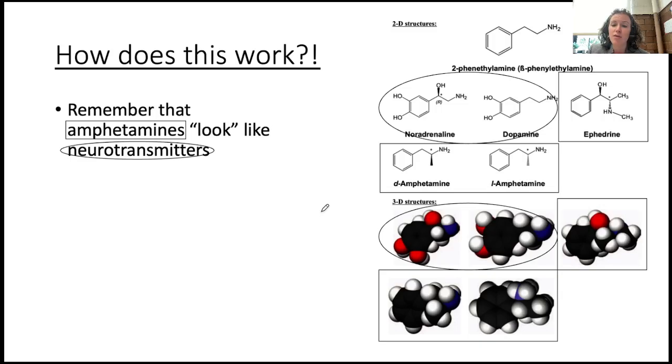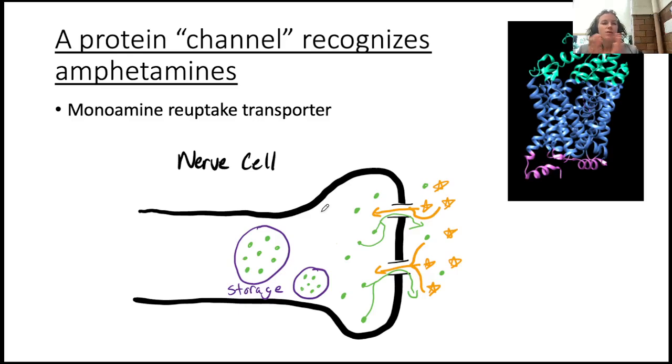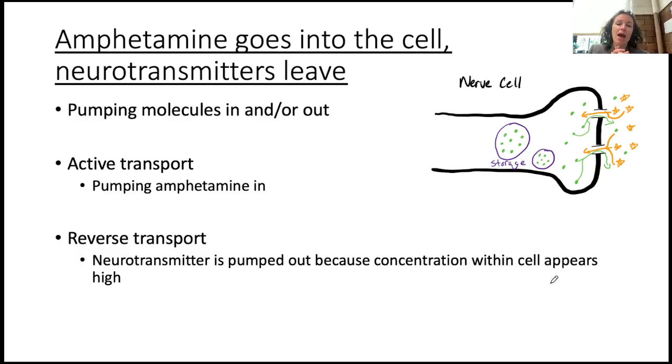Let's talk a little bit more about the protein channel that does this. The specific protein that recognizes Adderall or amphetamines is called a monoamine reuptake transporter. So it is these channels that I've drawn here in the cell that let the neurotransmitters in and Adderall in. How does this protein work? So this protein works by pumping molecules back into the cell or out of the cell. And it does a type of pumping that we call active transport. It uses active transport to pump the amphetamine in.